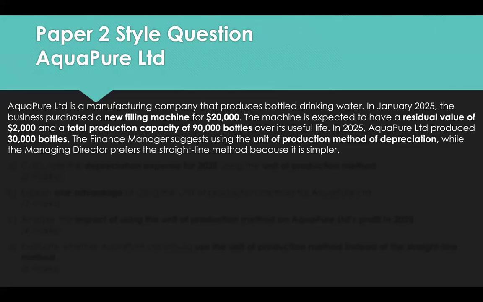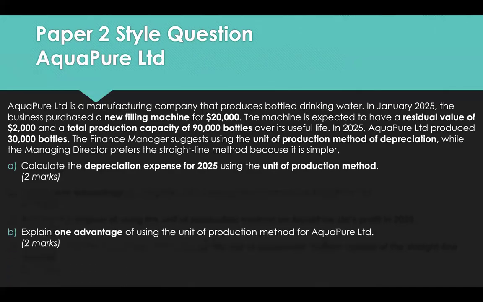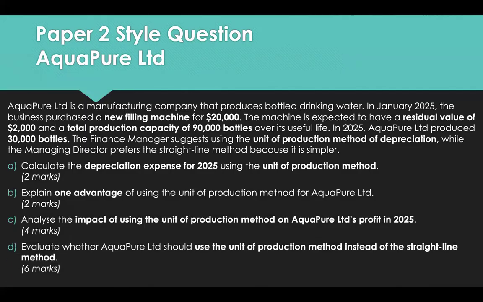AquaPure Ltd purchased a filling machine costing $20,000 with a residual value of $2,000. This machine has a total production capacity of 90,000 bottles. In 2025, 30,000 bottles were produced. This question asks you to calculate depreciation using the units of production method and evaluate whether this method should be used. You can work out the depreciable value after you read these questions.